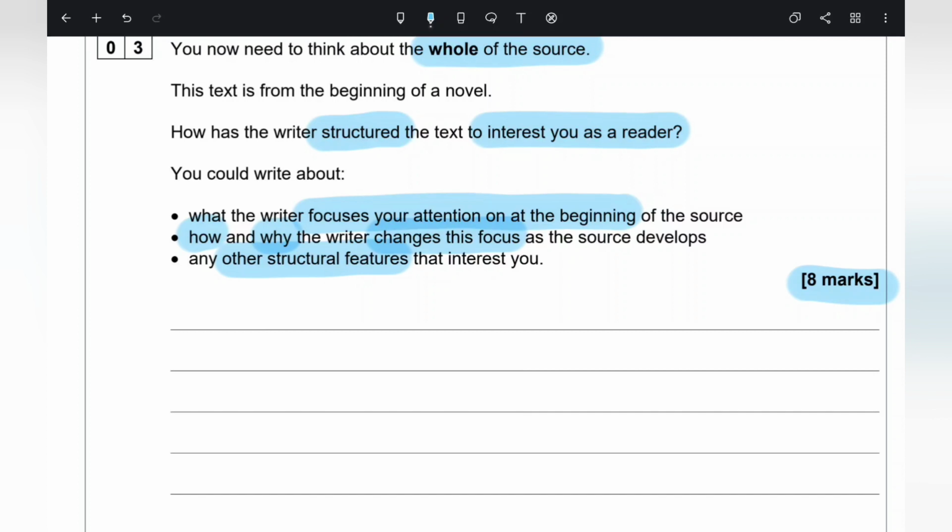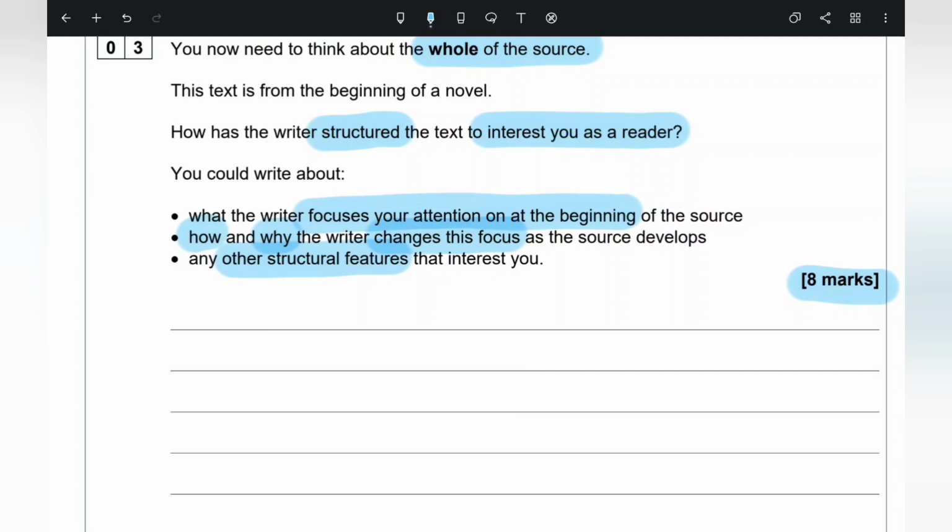You now need to think about the whole of the source. This text is from the beginning of a novel. How has the writer structured the text to interest you as a reader? You could write about what the writer focuses your attention on at the beginning of the source, how and why the writer changes this focus as the source develops, and finally, any other structural features that interest you, and that's worth 8 marks. Now, as it's the whole of the source, you need to make sure you explore the beginning, the middle, and the end.